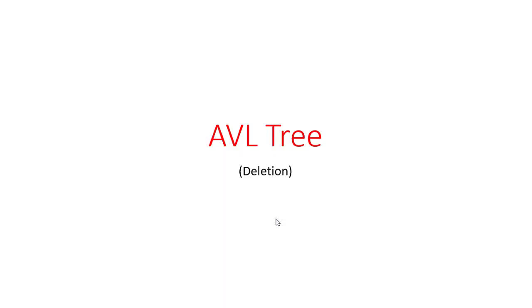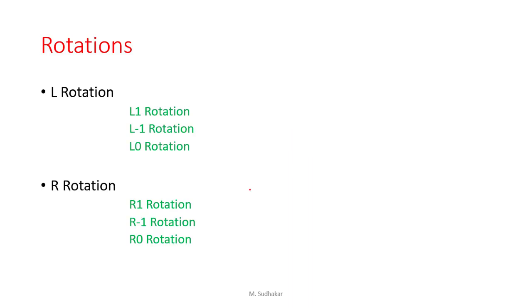Hello everyone. In this video, I will explain the concept of deletion in AVL trees. In the deletion process, we have mainly two types of rotations. The first one is L rotation and the second one is R rotation. The L rotation is also called left rotation. We have three different cases in the L rotations. Those are L1 rotation, L-1 rotation, L0 rotation.